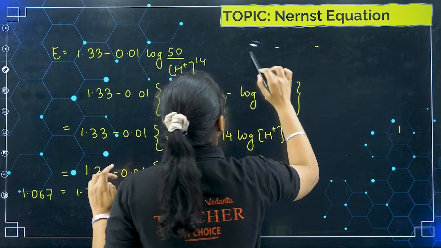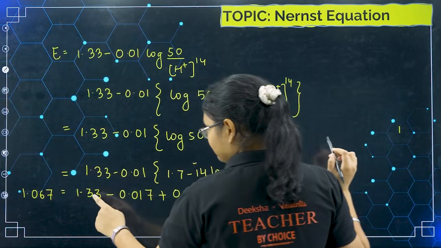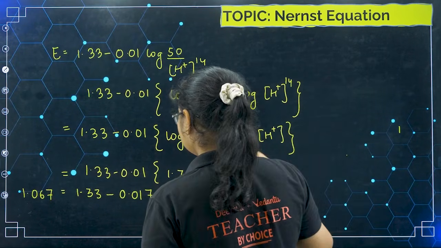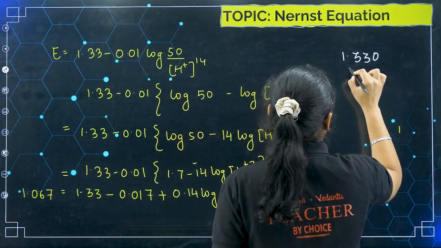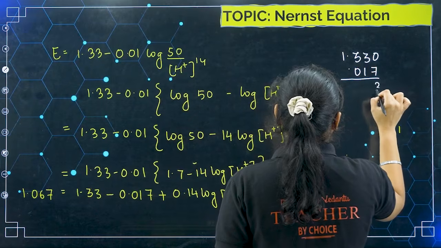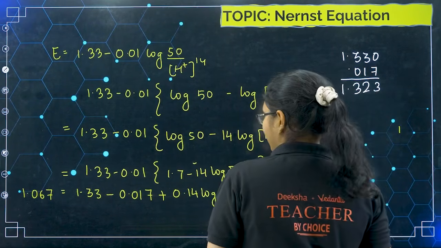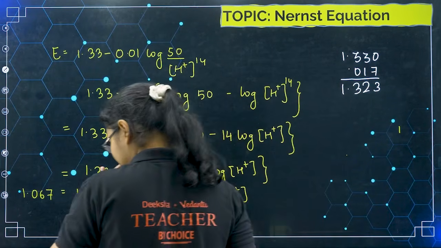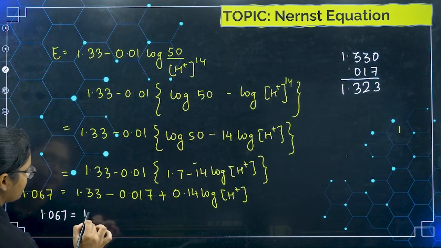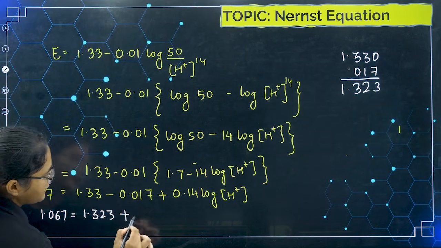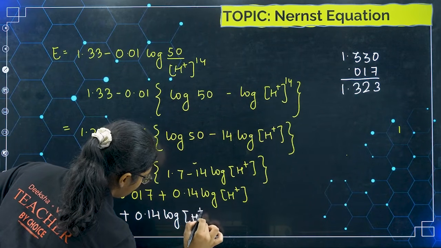Yes. So now if I see, I'll do 1.33 minus 0.017. So that means that gives me 1.323, right? And this 1.323 I can again do like this: 1.067 is equal to 1.323 plus 0.14 log of H plus.